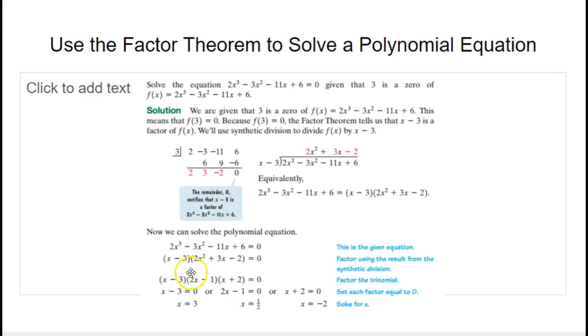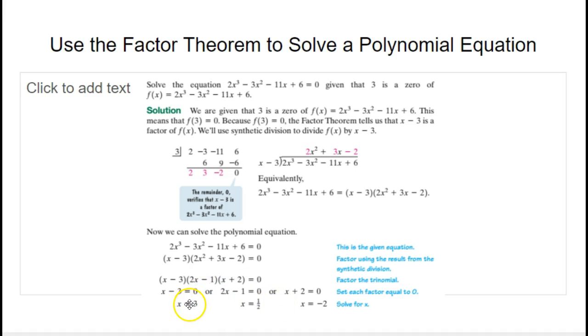So now we have 3 factors that are being multiplied together to give you 0 for an answer. If you multiply 3 things together to give you 0 for an answer, one of those 3 things has to be equal to 0. Either x minus 3 is 0, or 2x minus 1 is 0, or x plus 2 equals 0. Once you solve each of those 3 things, you'll have answered your problem. You have now solved it.